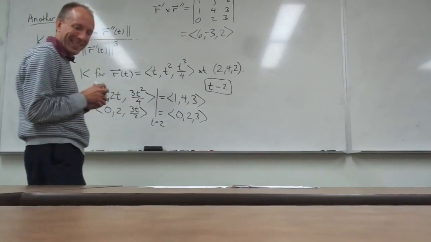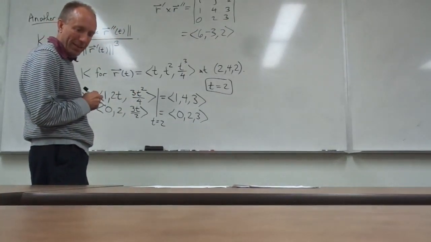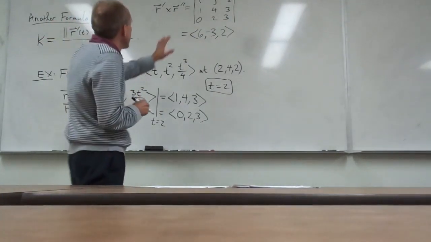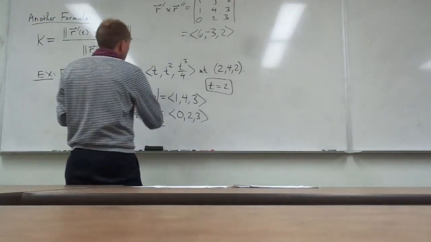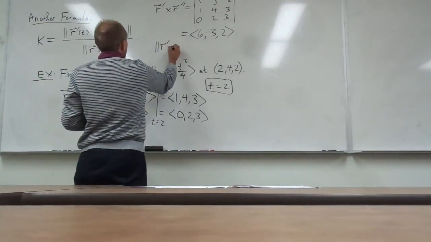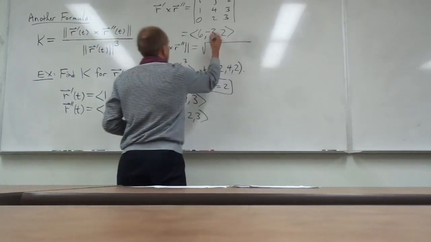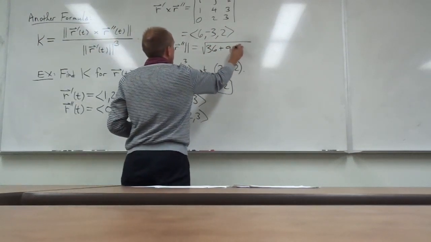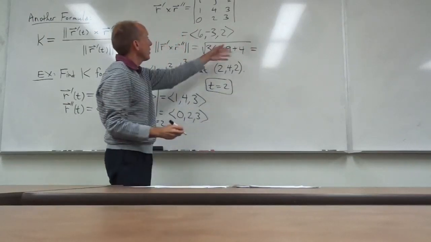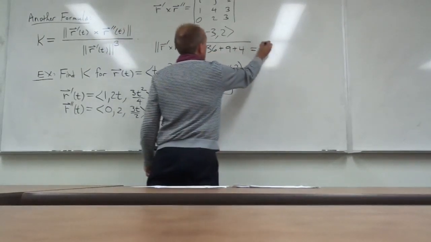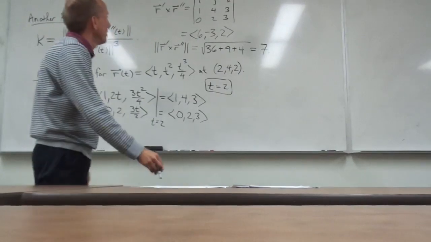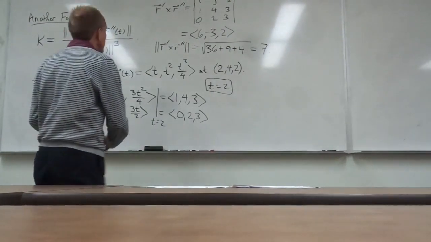Okay, that looks fine. So there's your cross product vector. The norm of that is going to be the square root of 36 plus 9 plus 4, which is the square root of 49, which is just 7. So the numbers come out real nice on that.